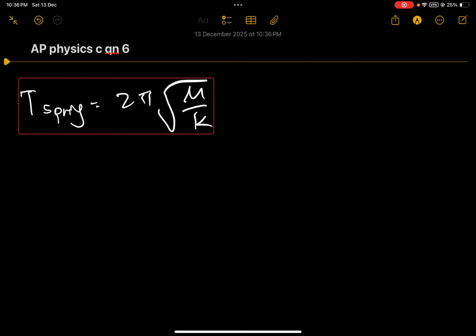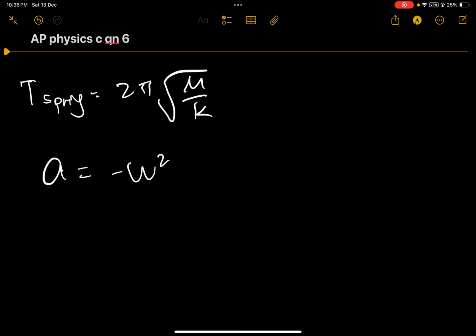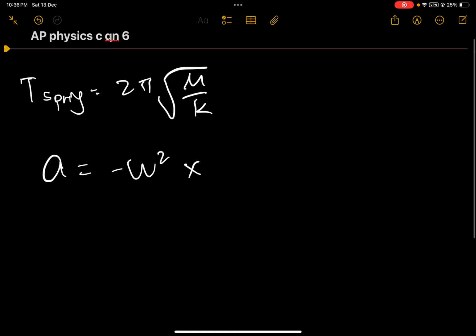Now let's look at the period equation of the spring. We realize that this is the period equation of the spring, and if you follow the equation for simple harmonic motion, right?